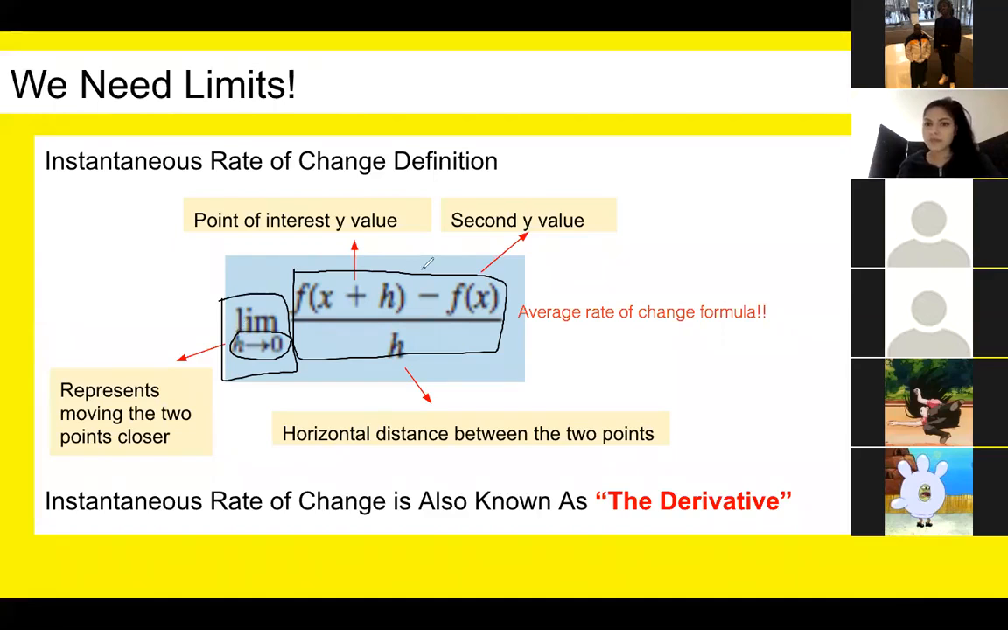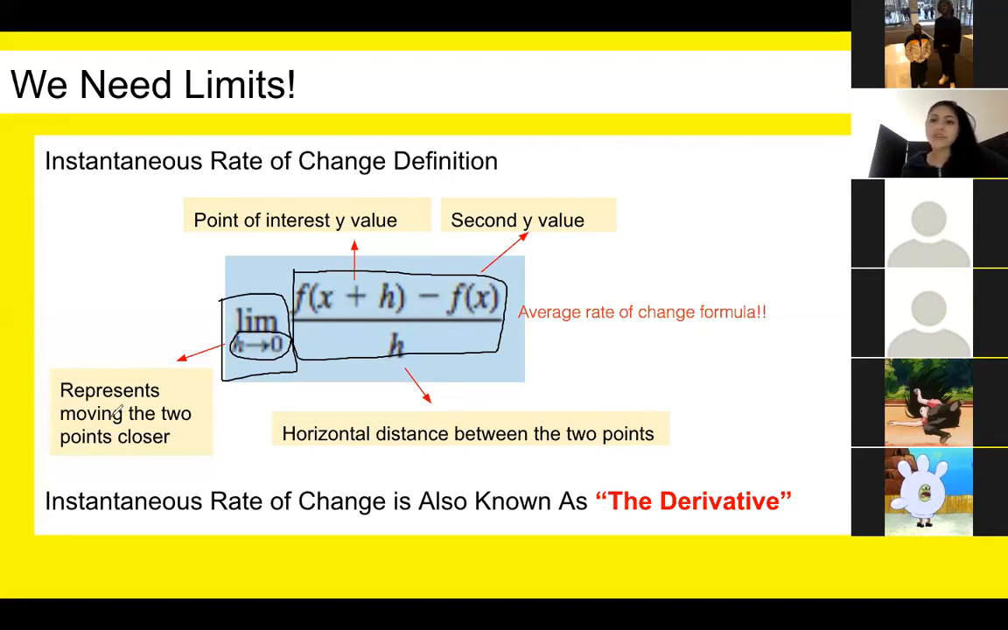And on your Google form, I believe I'm going to ask you to interpret some parts of these. So again, I call this first one the point of interest y value. That point that's not moving. And this one's just your second y value point, the other y value, and I called this one the second one. This h, remember, was the horizontal distance between the 2 points, and the limit right here represents the 2 points getting closer and closer together. So this formula has a lot of information.